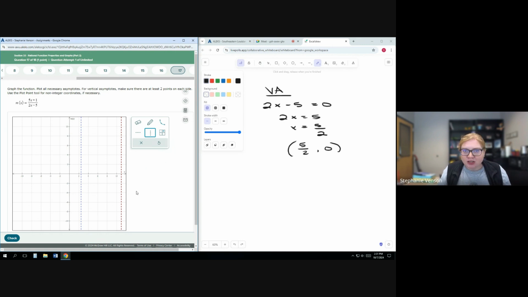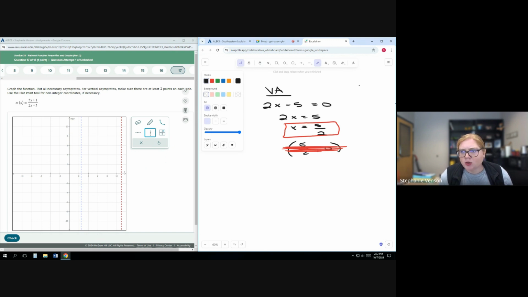Functions are never allowed to cross vertical asymptotes, so it shouldn't have any points on it. We were just using that point. So I'm going to cross this out because this is not a point on my function. It was just something I was using to help me graph the vertical asymptote x equals 5 over 2. Okay, so now let's talk about the horizontal asymptote.